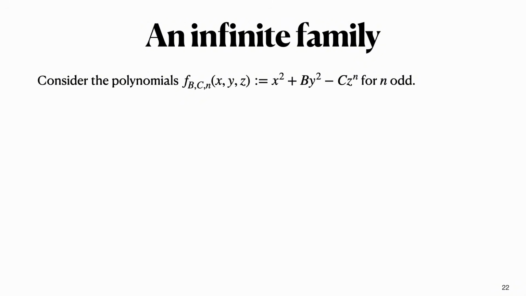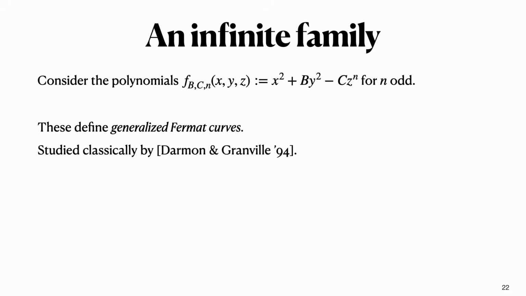Here, that's why we want n odd. You can do something different for n even, but we're just going to focus on this case. These are examples of generalized Fermat curves. So if you take the coefficients out, you have a generalized Fermat curve of signature 2, 2, n. And in this case, we're considering any coefficients b and c. And these were studied classically by Darmon and Granville.